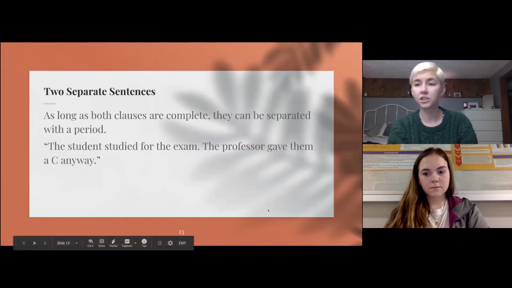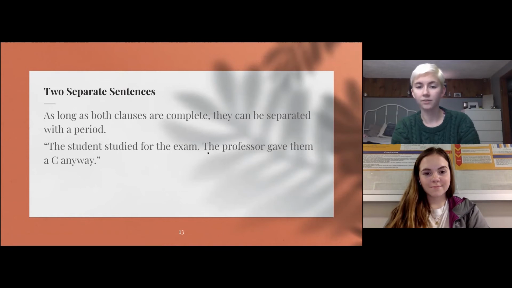You can make them into two separate sentences, so nice and easy. As long as they're both complete sentences, they can be separated with a period. So in this case, the student studied for the exam. The professor gave them a C anyway. You can see we have the period in the middle there.